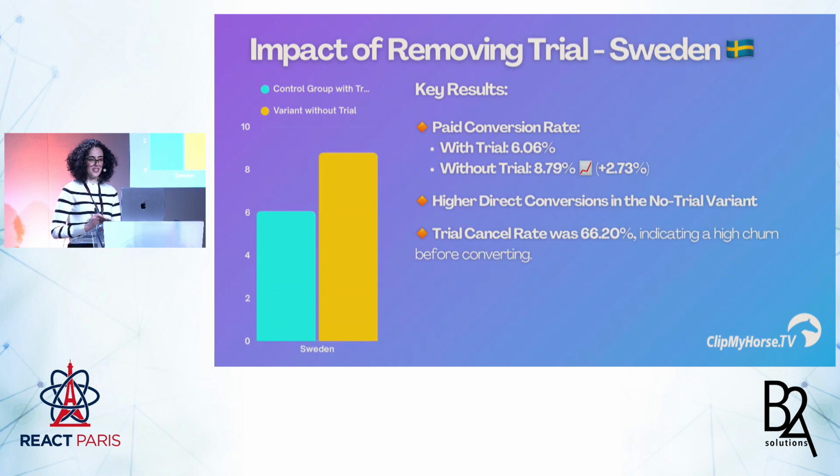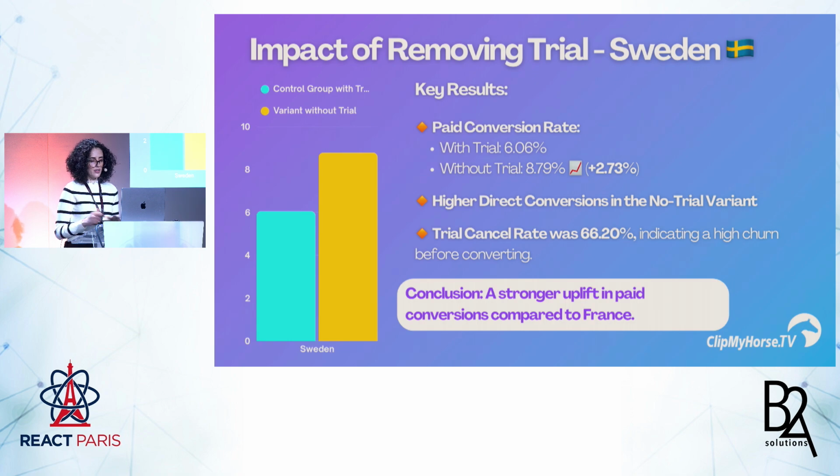Let's see the results for Sweden, and they are pretty much similar to France. Here, we also have an increase in the paid conversion rate for the users without trial, but here the number is higher, 2.73%. We have higher direct conversions in the no trial variant, and the trial cancel rate was 66.2%, indicating a high churn rate before converting. The conclusion here for Sweden: a stronger uplift in paid conversions compared to France.